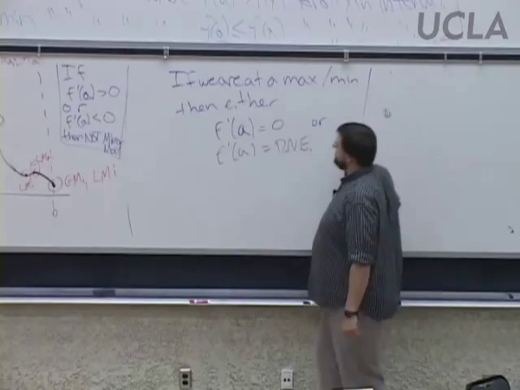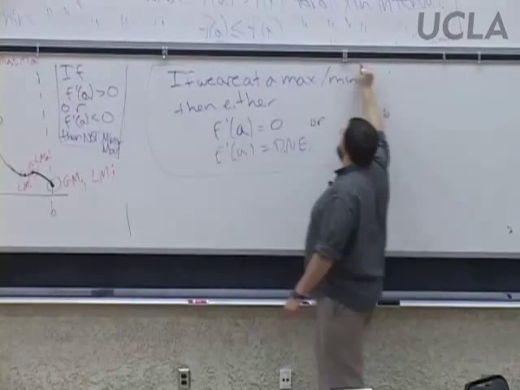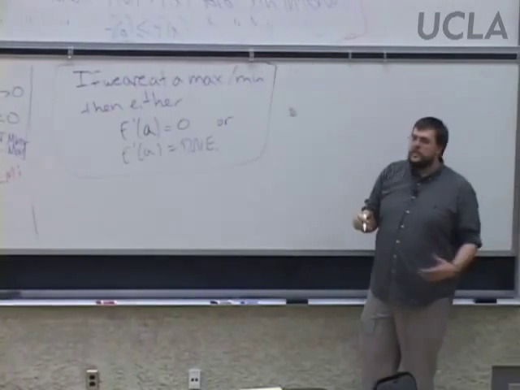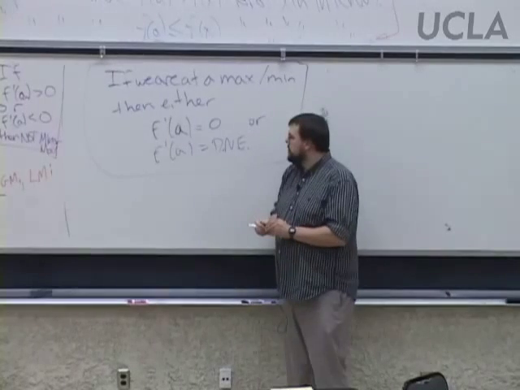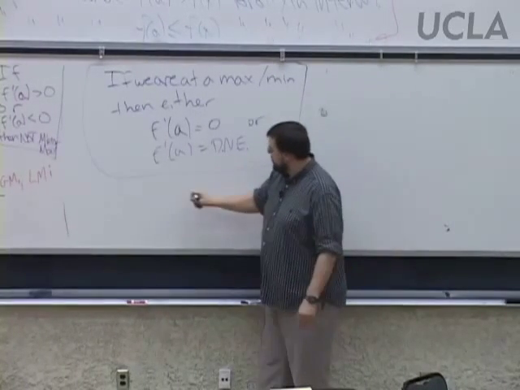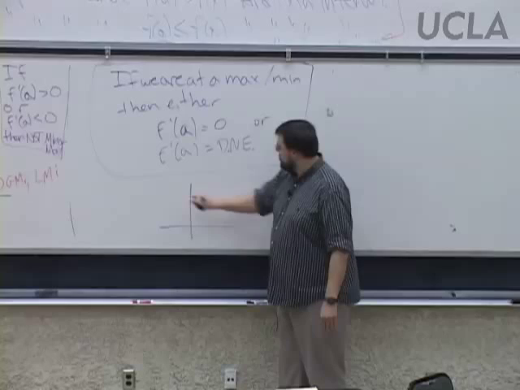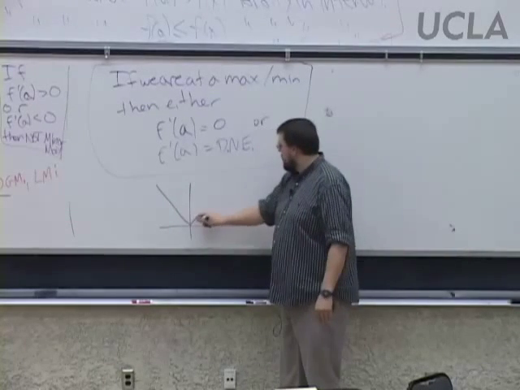OK? This is our key fact. It shows us why derivatives are useful for hunting for global maxes and global mins. Because I can look for f where the derivative is 0 or the derivative does not exist. Now, in case you forgot an example where the derivative does not exist, it's the absolute value of x.